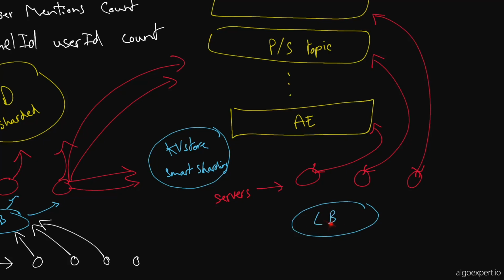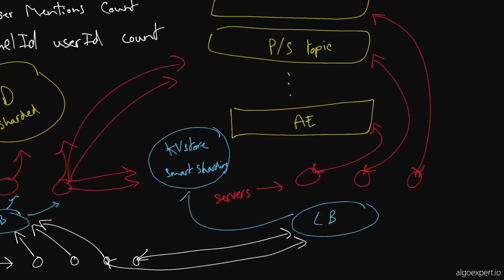We have a load balancer here. We have our clients. Our clients are streaming from this right part of the system. The streams, or the long-lived connections, go through the load balancer, which itself is communicating with the smart sharding solution to know which API server it should assign to a client.